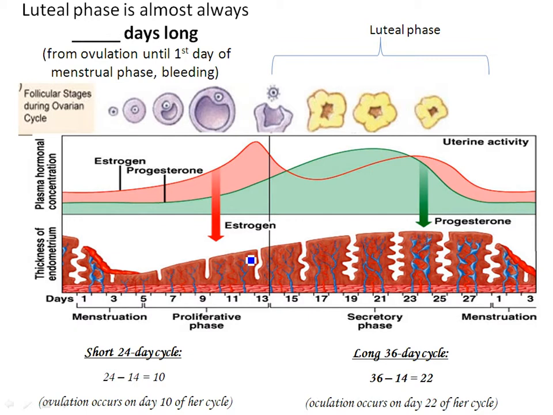Now, we said that in the average 28-day cycle, ovulation occurred on day 14. And it would be tempting to say that a woman ovulates halfway through her cycle. But we know this isn't true. So we have to actually look at what is consistent. We know that some women have short cycles, some women have long cycles, and their ovulation is occurring at a different place. The only thing that's fairly consistent is the luteal phase, which is always 14 days long.